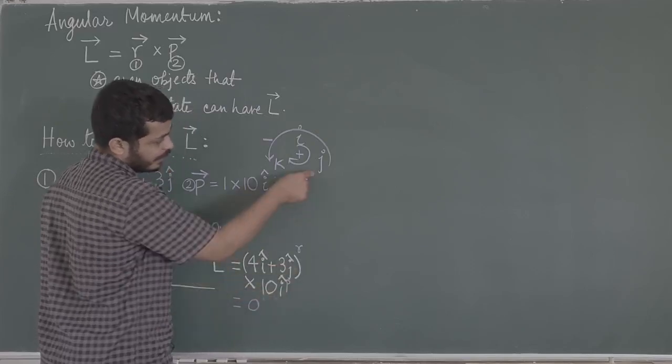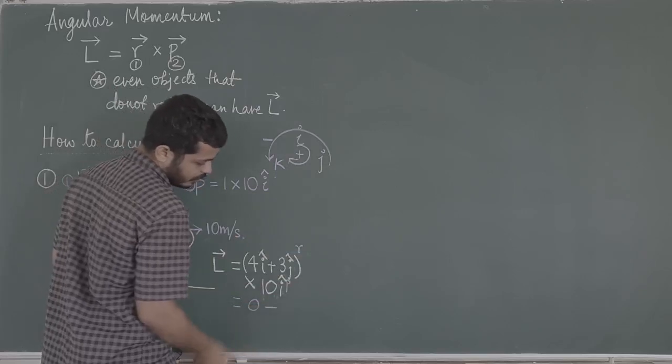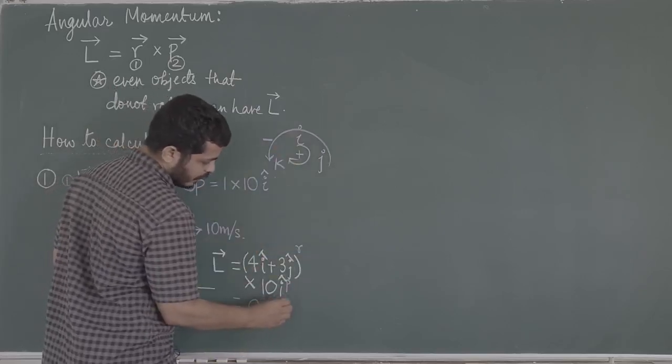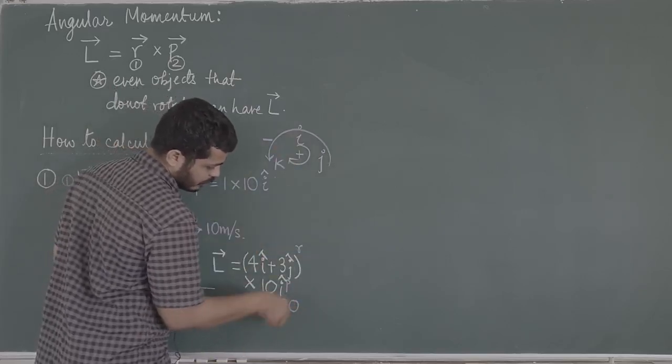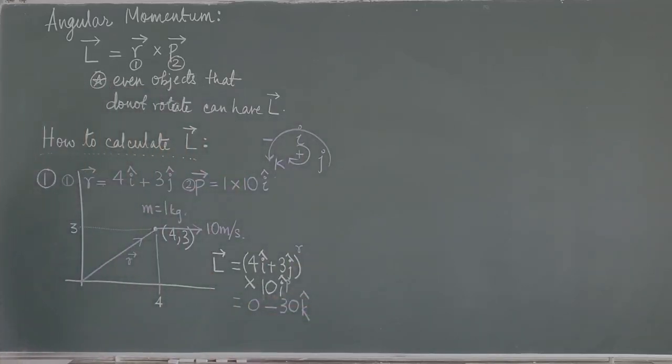But J cross I is minus K. So you will write minus, because J cross I, 3 into 10 is 30, and because J cross I is K, so you will write 30 K. Okay? So this is how you calculate the angular momentum of an object.